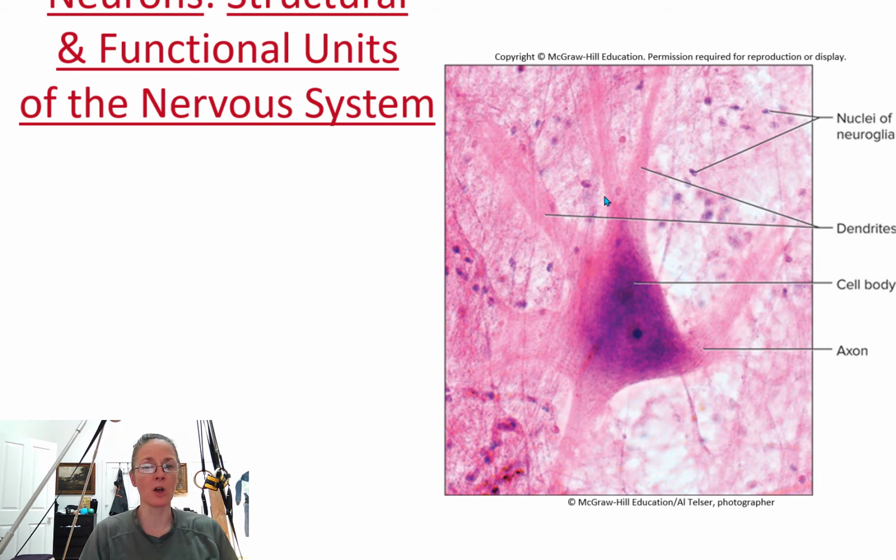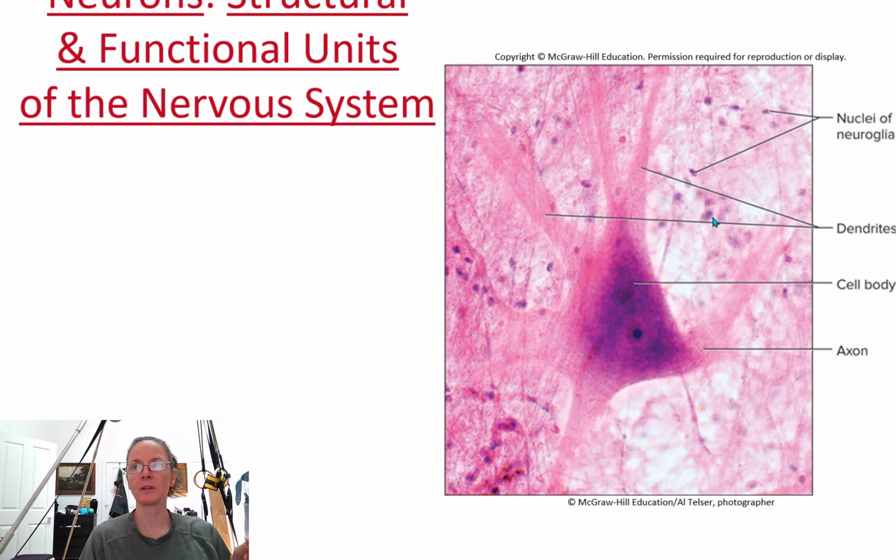We also see that we have these things called glia, or neuroglia. And these are supporting cells that help maintain the nervous system. And we will see that these cells have a variety of functions. And we'll look at some of those functions in just a little bit.